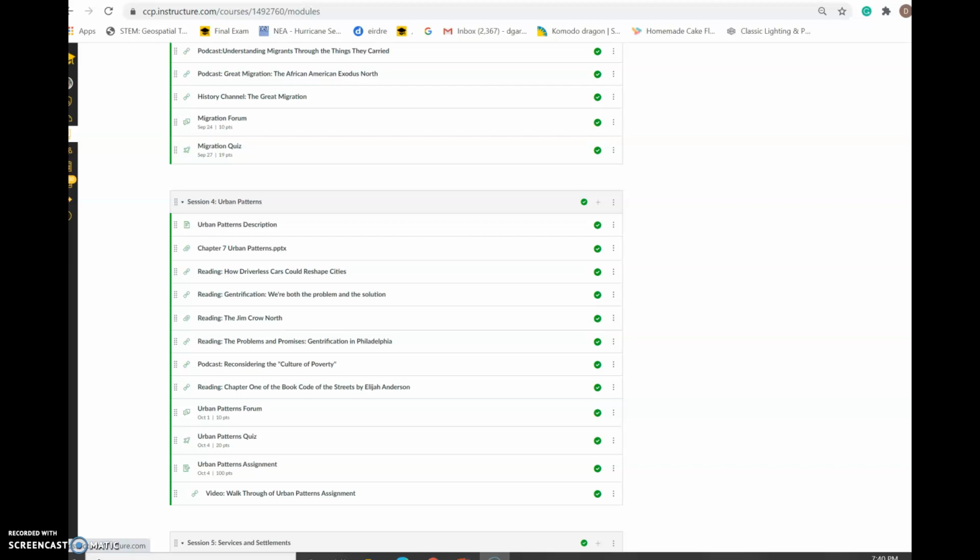Okay, so this week we're going to read about urban patterns. And of course, remember, right here in the urban patterns description, you can find all of the chapter-related readings related to this session. So open that description and look at it. You have additional readings. We're going to talk about driverless cars and how maybe they can reshape a city.